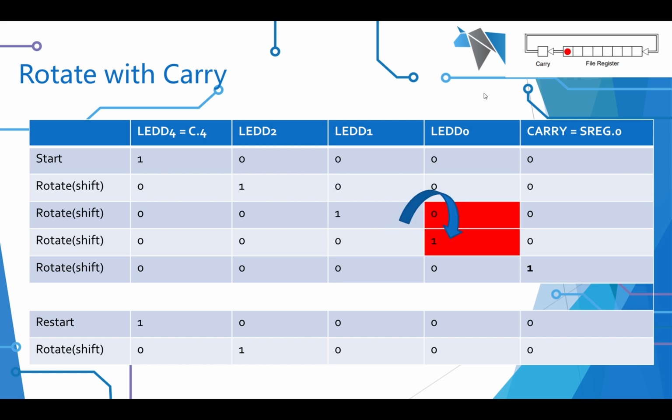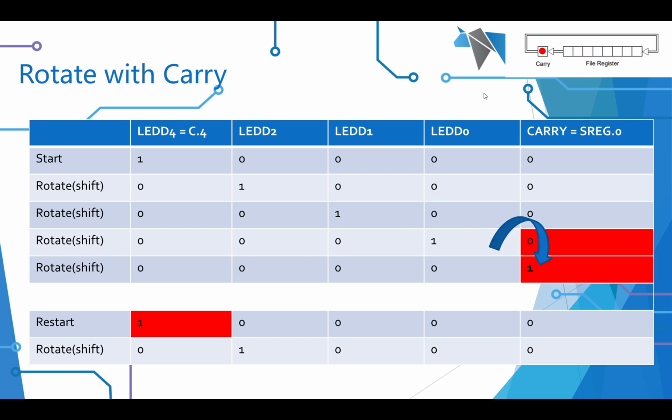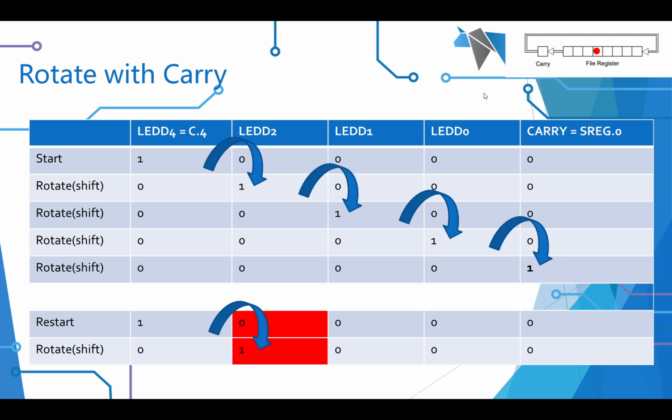Set bit 0. And when I rotate the next time, it puts it in the carry, and I can test for carry. I can say, is the carry equal to 1? Because the only time is when it carries it. And then I can restart the process and carry on ad infinitum.